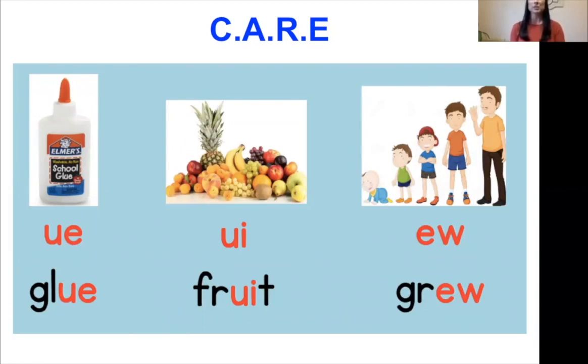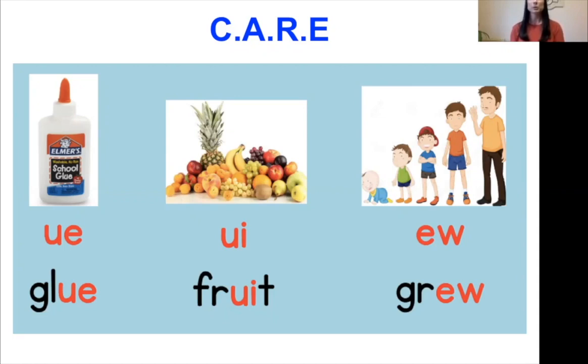Let's review these just like we would in class by saying our vowel pattern, the key word, and the sound it represents. Will you say it with me? U-E, glue, oo. Where do you hear the oo sound in the word glue? G-l-oo, glue. I hear the long U sound at the end of the word. Sometimes when we hear the oo sound at the end of the word, it is spelled using U-E, but sometimes it can be spelled with E-W as well.